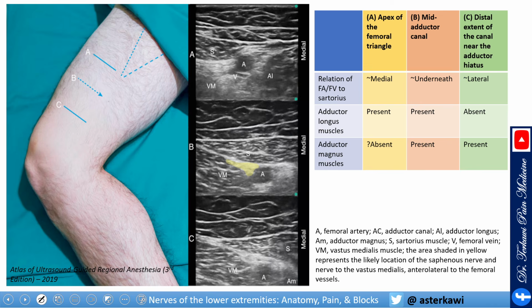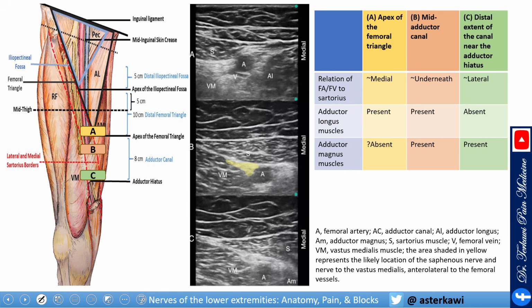I spent some time putting together this table to help you differentiate. So here, A, the apex of the femoral triangle, this is A. So, the relationship of the femoral artery and femoral vein to the sartorius. As I put here, roughly this sign, almost medial, right? Almost medial.